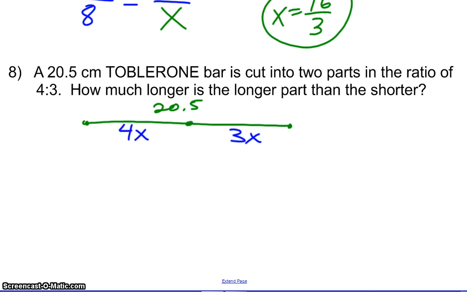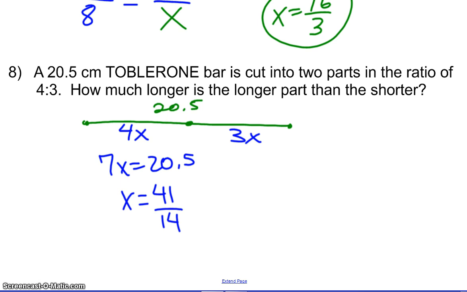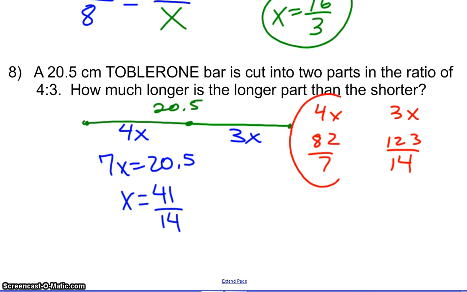We can then solve for the value of x. And when we divide by 7, we find out that x is equal to 41 over 14. Now that just tells us what x is. We still don't know how much each part is, so we can substitute x in and find out that the 4x part is 82 over 7, and the 3x part is 123 over 14. And then we want to know how much longer this longer part is, so we can subtract the two and find out that it is 41 over 14 centimeters longer.